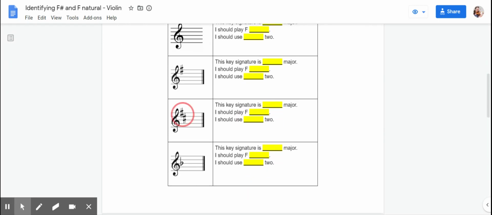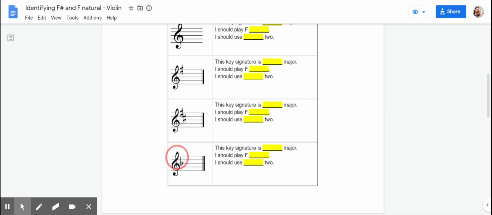When you have this key signature here, hopefully you remember from all of our drilling that this is the key signature of D major, and you see that it does have an F sharp in it, so you're going to play F sharp, and that's going to mean that you use high two. It also has a C sharp, which tells you that on the A string you're also going to use high two. F sharp, high two, C sharp, high two.